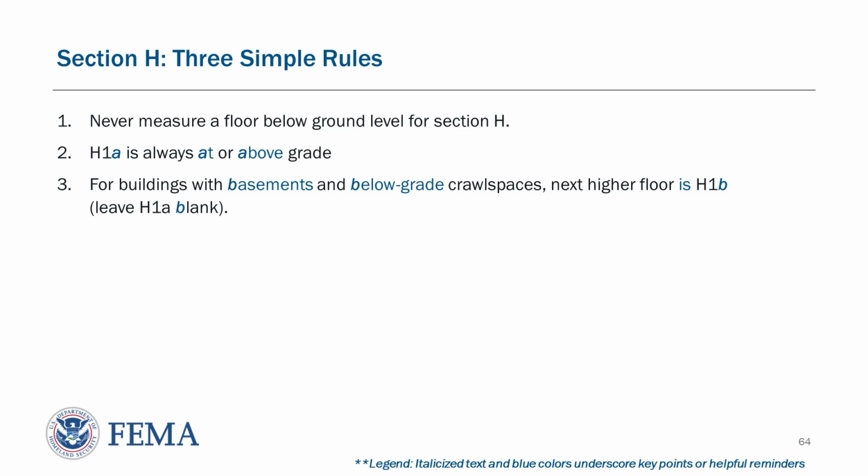There are 3 simple rules for H1A and H1B. Rule 1, in Section H only, we never measure a floor that's below ground level. Rule 2, H1A is always at or above existing grade. The underlined text here may help you remember. Rule 3, for buildings with basements and below grade crawl spaces, record the next higher floor in H1B, the first floor that is at or above grade, and leave H1A blank, or NA.